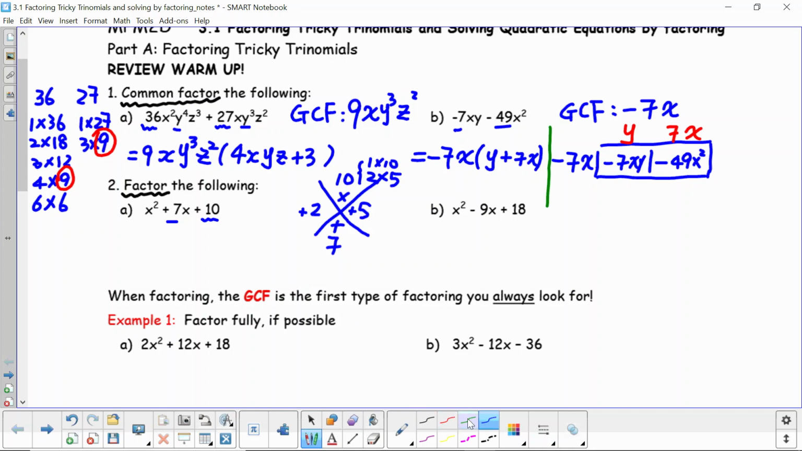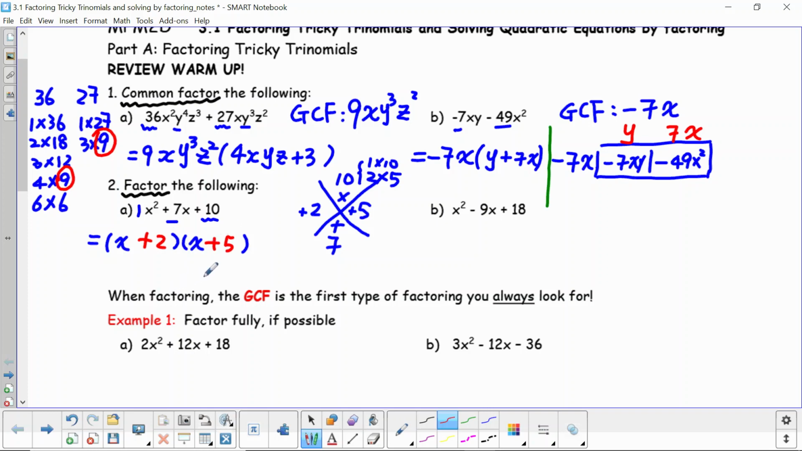Then because this is a simple trinomial, meaning the number in front of x squared is 1, you just need to put the 2 numbers we found in the bracket. So plus 2, plus 5. Then it's done. This is what we have learned.